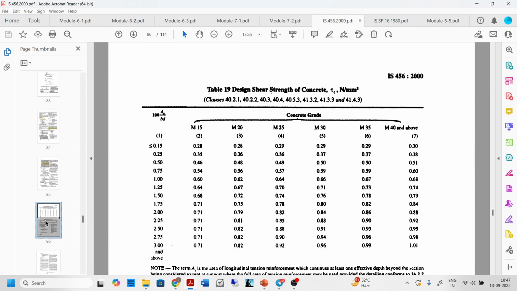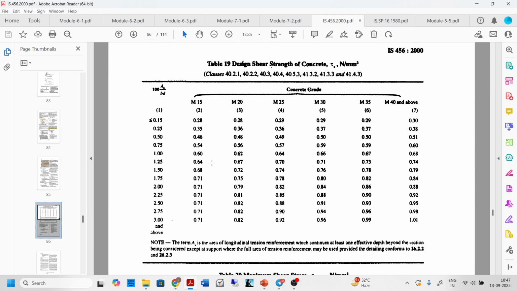Just to provide you a context, sir, I hope that my screen is visible. You're able to see the table. Yes, sir, visible. Okay.